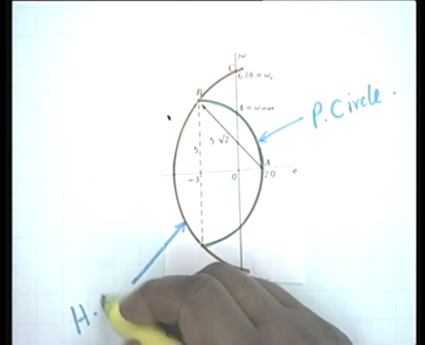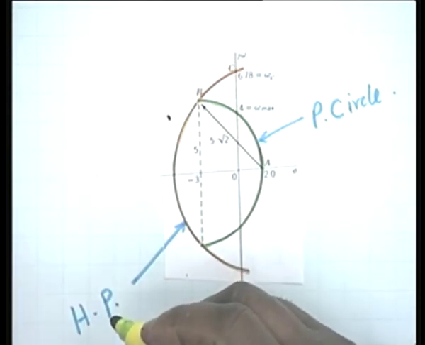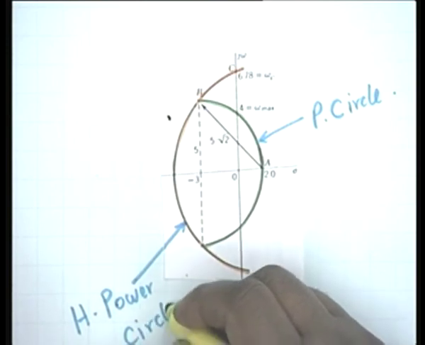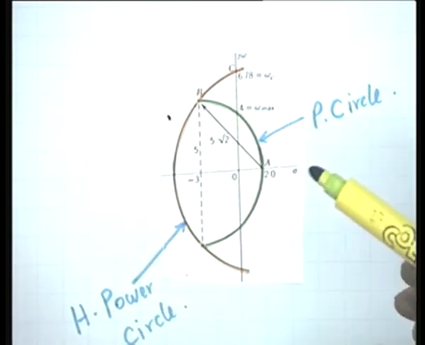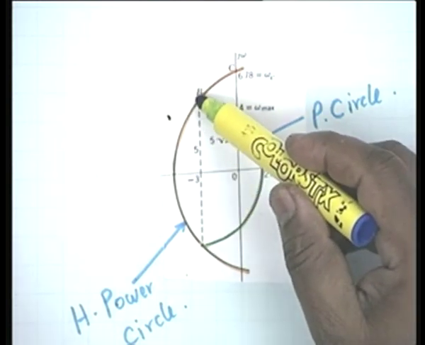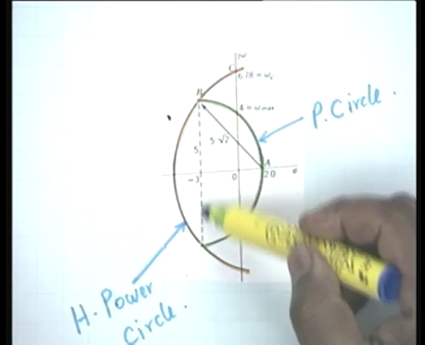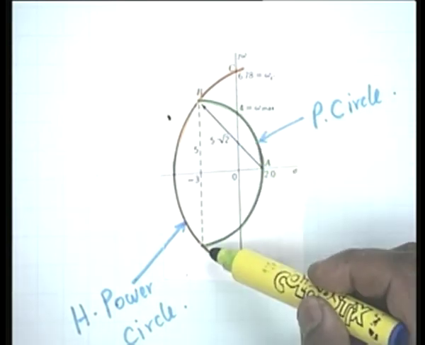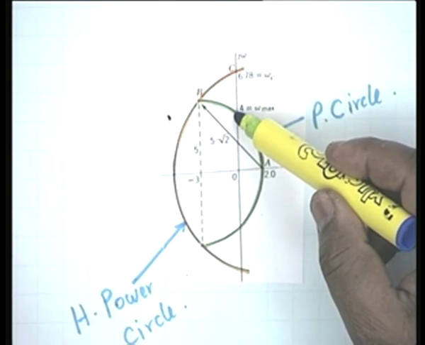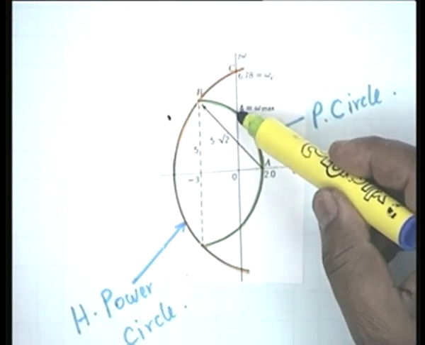Half power circle we will call it, because this circle is used to define the half power points. So we will call this the half power circle. And you notice the locations of the poles, minus 3 plus j5, minus 3 minus j5. This is the peaking circle, and the peaking circle intersects the j omega axis at j4.